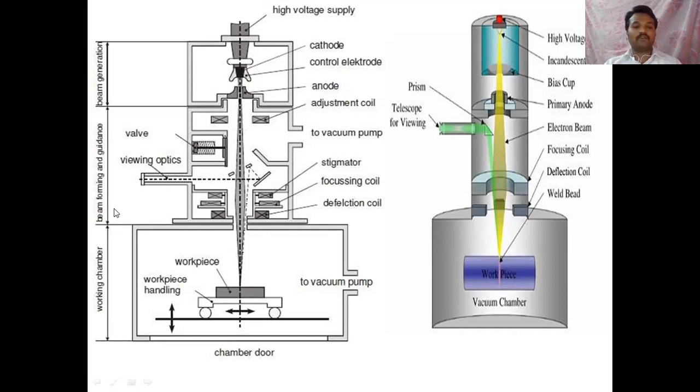And just below the beam forming and guidance, we have the working chamber. In the working chamber, the workpiece is rigidly fixed using different clamps, and this whole setup is carried out in the vacuum. Now this high intensity electron beam will hit the surface of the materials that are being joined, and due to the high acceleration of the electrons, it melts the base parts, and upon solidification, the two parts are converted into a single joint.